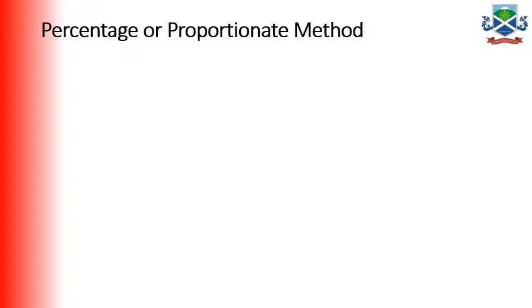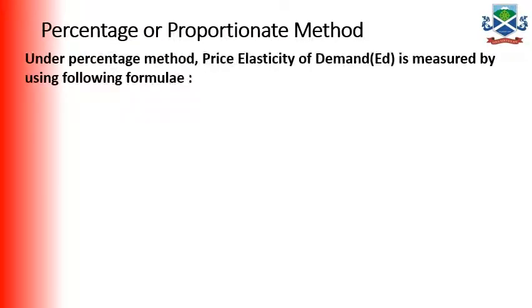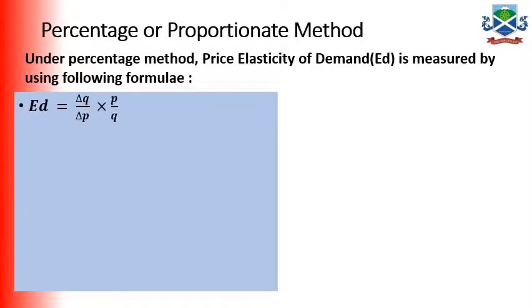First one is percentage method. Under this method, the price elasticity of demand is measured by using the following formula. ED is equal to delta Q by delta P multiplied by P by Q.